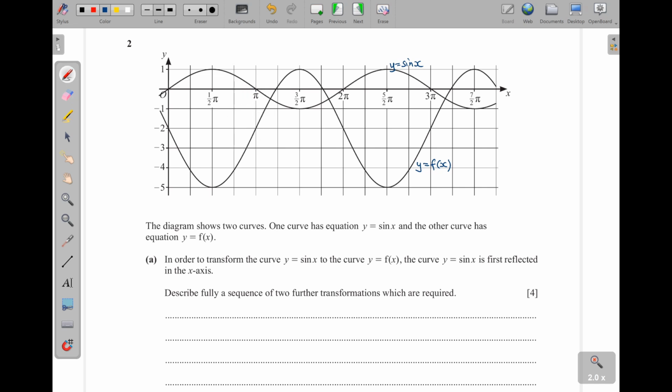Now, let me write something here. Reflecting in the x-axis simply implies that y is now going to be equal to negative sine of x. So when we reflect it in the x-axis, this is what we are going to have.